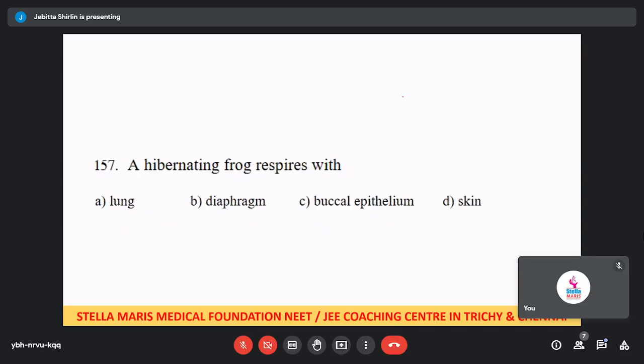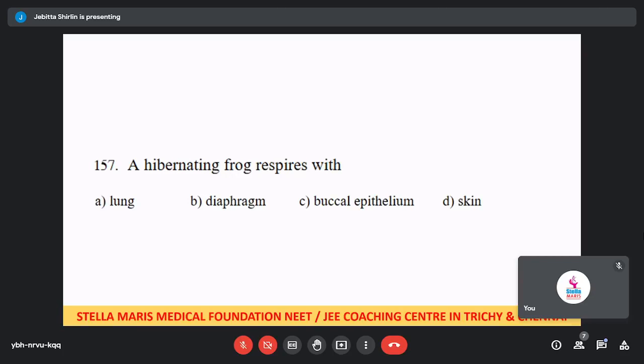Hibernating frog respires with. Can you tell me what is hibernation, children? Have you heard about hibernation and estivation? What is hibernation? Answers fast. Usually the frogs respire through their lungs, isn't it? Lungs are the major respiratory organs in the case of frog. But when they undergo hibernation, what is hibernation? I want the answer.